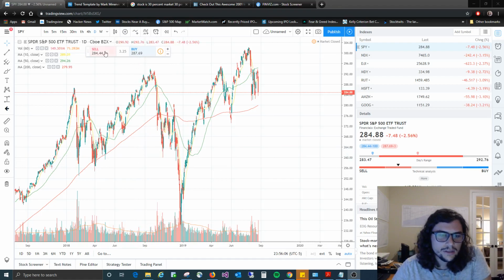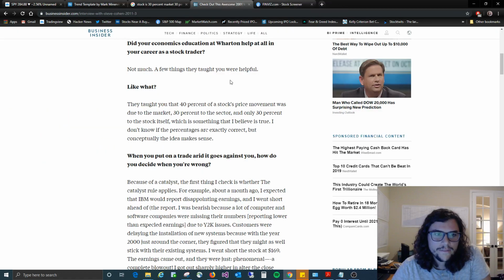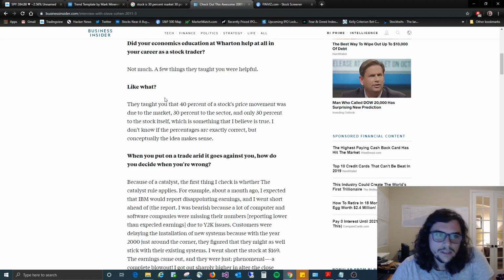Here's a good quote from Steve Cohen. He said, "They taught me that 40% of a stock's price movement was due to the market, 30% to the sector, and only 30% to the stock itself," which is something that I believe is true. I don't know if the percentages are exactly correct, but conceptually the idea makes sense.